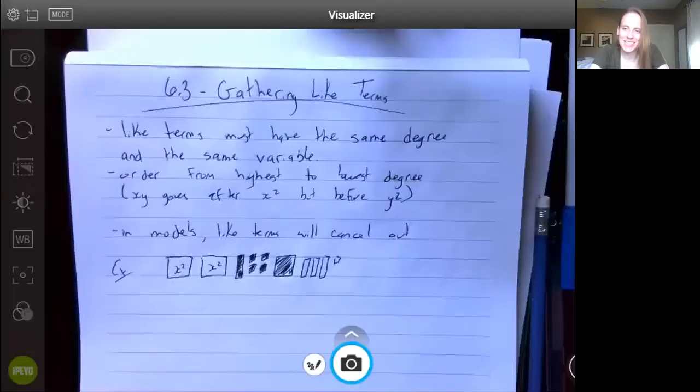Hey guys, so today's lesson is a really short, easy one. We're just going to be reviewing how to gather like terms. So this is lesson 6.3, gathering like terms.